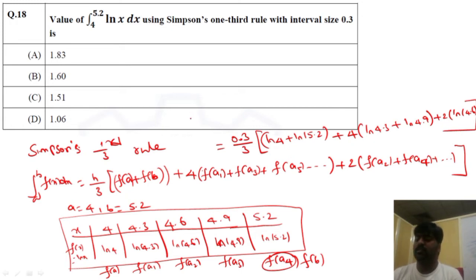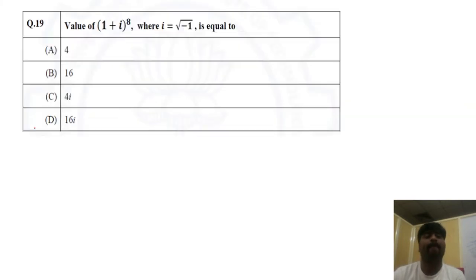So while calculating all these values using a scientific calculator, I solve this and get 1.8272, which is 1.83 up to 2 decimal places. Okay, so that's about the numerical question we have. Now we go for another question.